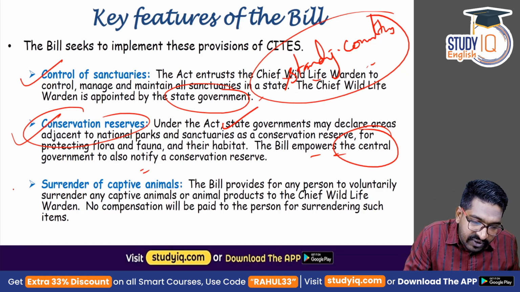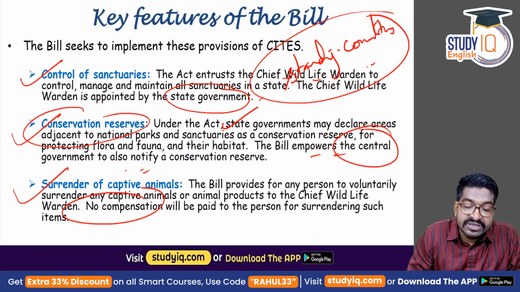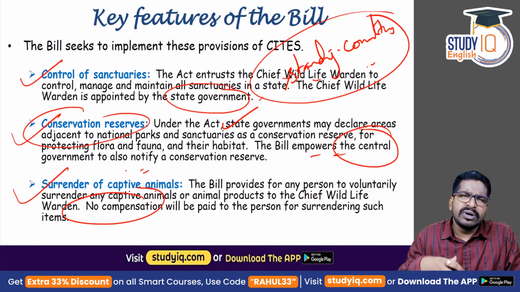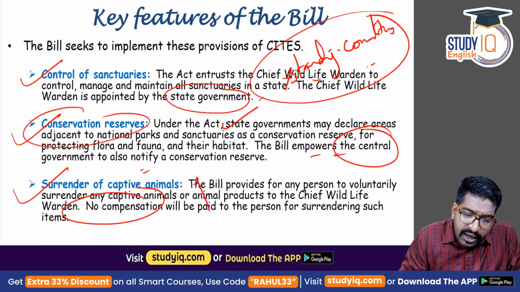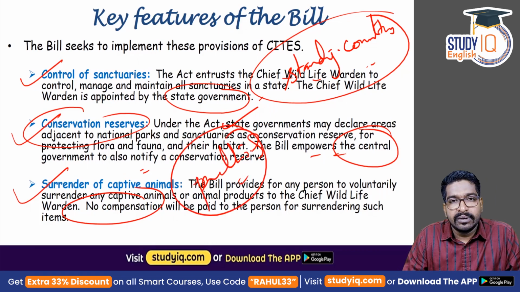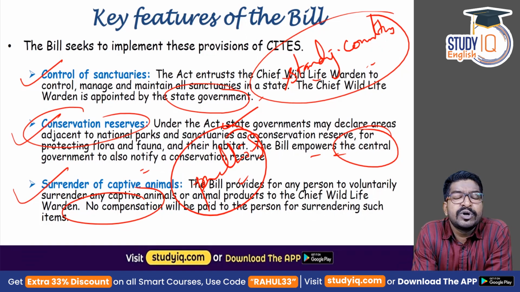Apart from that, if anybody surrenders captive animals, they would not be given any sort of compensation, no compensation for such surrendering. And the bill also defines or enhances more and more penalties. So these are the basic provisions of the bill. Now, till now, you'll see that, sir, everything looks quite fine. Then what is the problem?